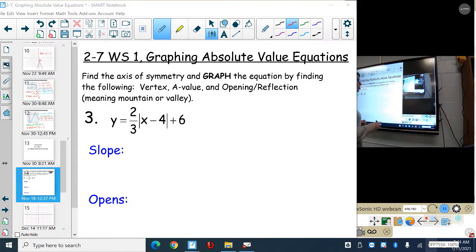Okay, so let's go ahead and start your homework. The very first thing says for problems 1 through 8, the directions say graph each equation, find the axis of symmetry, and graph the equation by finding the following. Okay, so here we go.